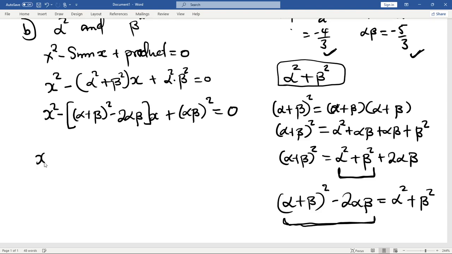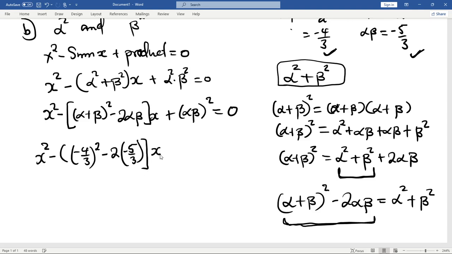Then we have x squared minus, open brackets, alpha plus beta. The value of alpha plus beta is negative 4 over 3, so we have negative 4 over 3 here, squared minus 2 multiplied by negative 5 over 3.